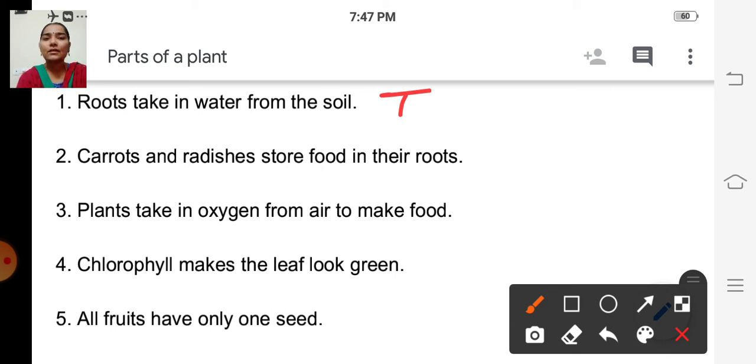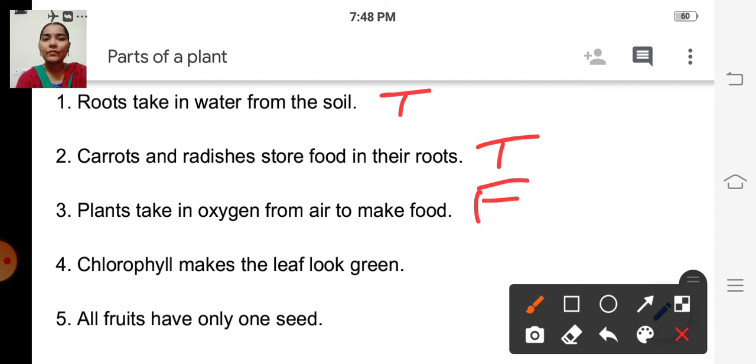Second question, carrots and radishes store food in their roots. Is it true or false? True, isn't it? These two plants store food in their roots. Third statement, plants take in oxygen from air to make food. Is it true? No, isn't it? While making food, plants take carbon dioxide from the air, isn't it? So it is false. Okay.